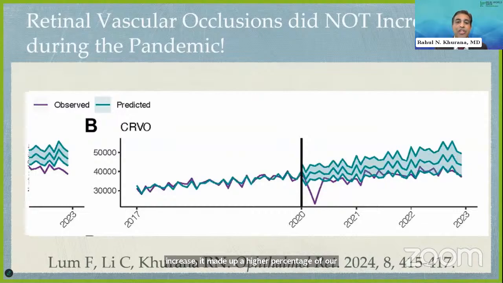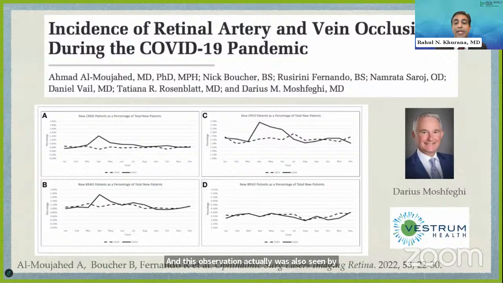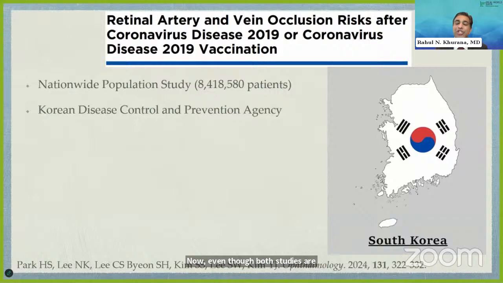This observation was also seen by another study led by Dr. Dariush Moshfeghi, looking at the Vestrum database of 65 private practice retina clinics, which showed not an increase in the absolute number of vascular occlusions, but rather a higher percentage. Now, even though both studies are compelling, they had limitations in that they didn't look at COVID-19 tests. And really, the definitive paper, I think, came out in Ophthalmology this year from our colleagues in Korea.